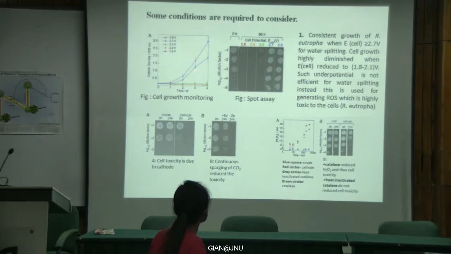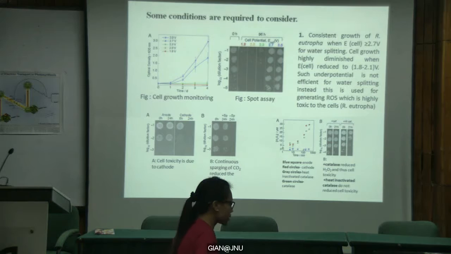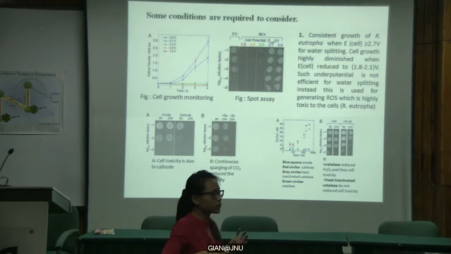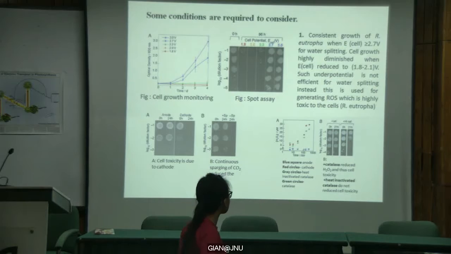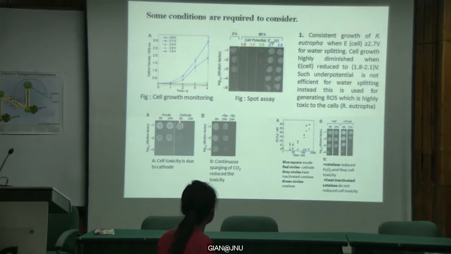This is because if they use an under potential, it cannot split the water molecules. So it is used to form reactive oxygen species, which leads to the production of hydrogen peroxide, which is very toxic to the cells. This toxicity is measured in the cathode chamber. You can see this is 0 hour and this is 24 hours. There are no cells at 24 hours. So toxicity is mainly seen in the cathode chamber.